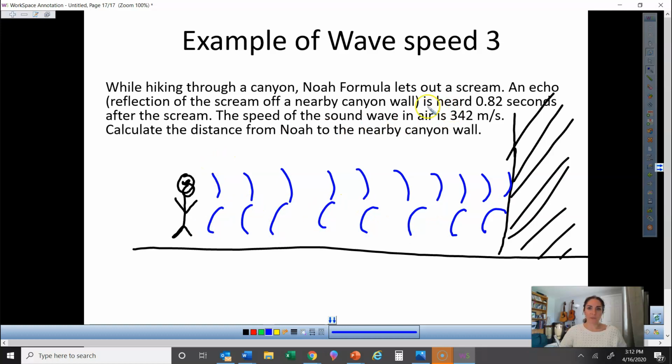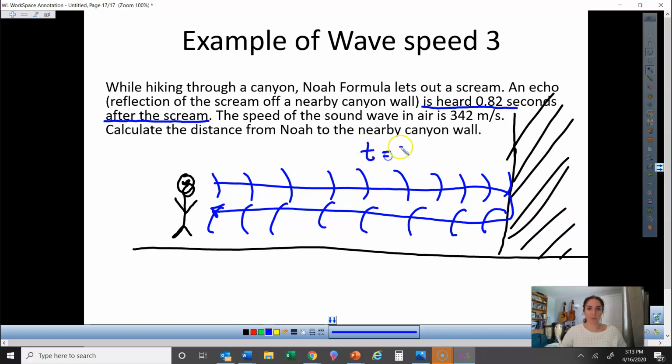In fact, Noah formula lets out a scream. An echo is heard 0.82 seconds after his scream. In other words, this time represents the time to go there and back. T is equal to 0.82 seconds. The question, though, is how far away is he?